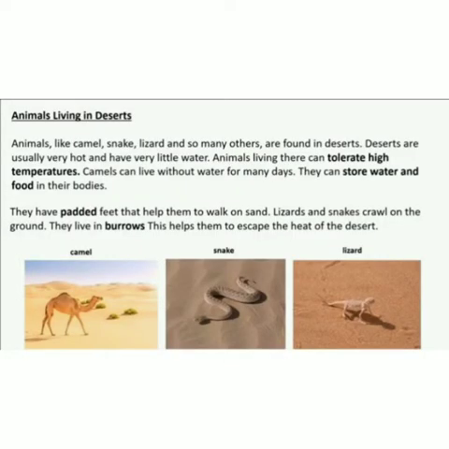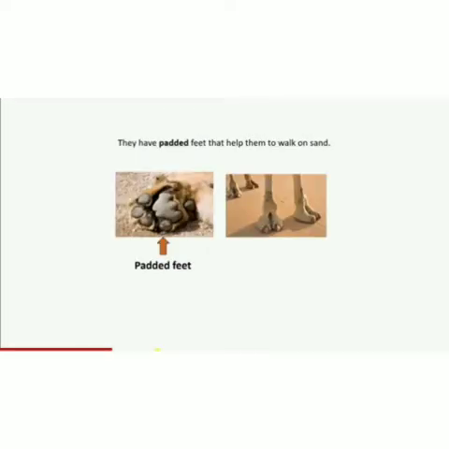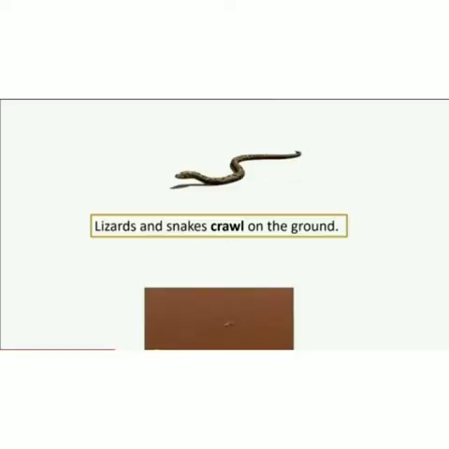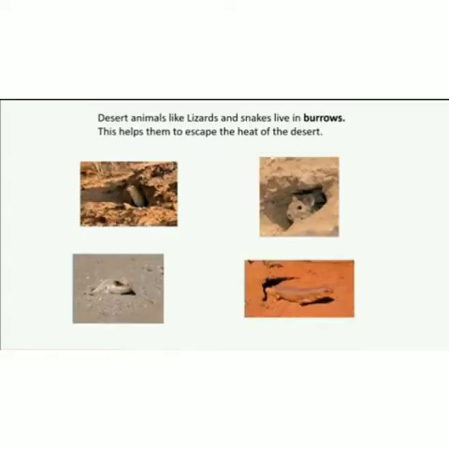We saw some animals, they live in the deserts. Is it not? Camel, snake, lizard and so many others. They are found in deserts. How will the desert be? It will be very hot, is it not? To tolerate that, the camel has padded feet which help them to walk on the sand. And the lizards and snakes, they crawl on the ground. And these desert animals like lizards and snakes live in burrows, which help them to escape the heat of the desert.